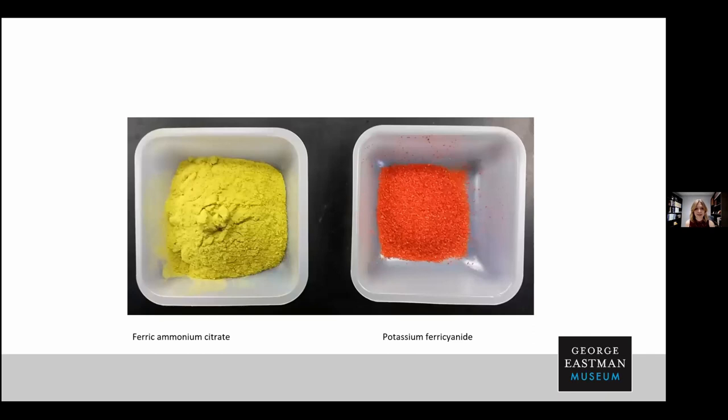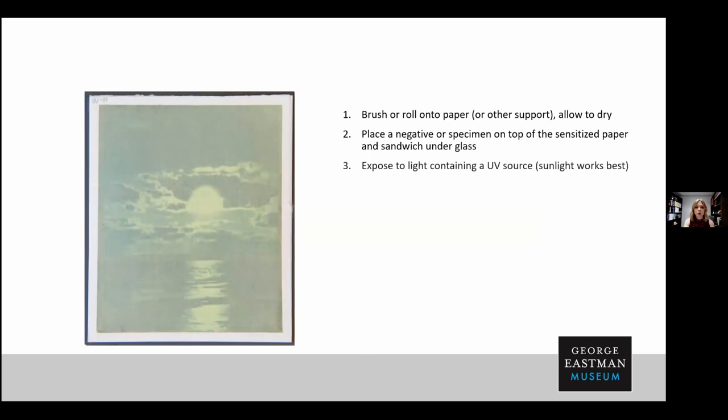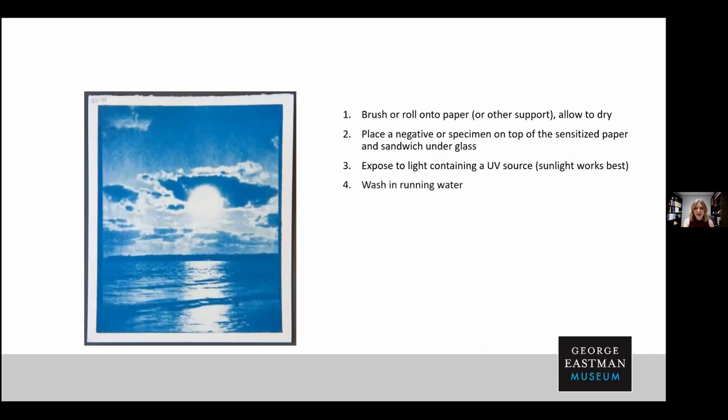Here's how you make a cyanotype. It starts with these two chemicals, ferric ammonium citrate, which is kind of a greenish yellow, and potassium ferrocyanide, which is orange. And you mix those in a water solution and you coat them on your paper. And then you expose it to light with your negative or your specimen, or in our case, our blueprint, a black line drawing on a white paper in contact, contact print, in contact with the cyanotype paper or the blueprint paper. You expose it to light containing a UV source, because the more energetic the light in the blue and UV region, you're going to induce that reaction quicker. And then you wash it in running water and let it dry.